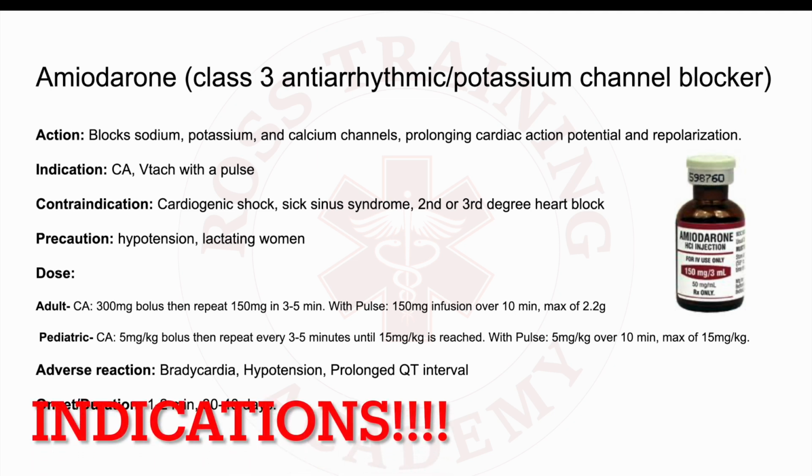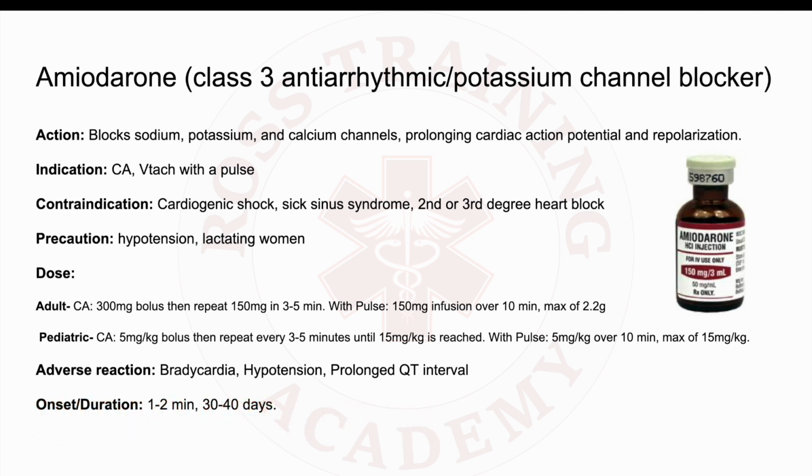So indications are going to be cardiac arrest, VFib, and then VTAC with a pulse. Contraindications, cardiogenic shock, sick sinus syndrome, second or third degree heart block. Some precautions are going to be hypotension and lactating women. Again, just precautions, right? The dosage for cardiac arrest for an adult is going to be 300 milligrams bolus. Then in 3 to 5 minutes, give 150 milligrams. And then if somebody has a pulse with VTAC, the dose is going to be 150 milligrams in an infusion over about 10 minutes with a max of 2.2 grams.